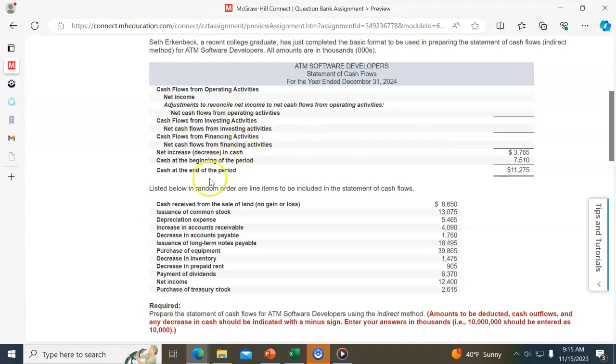So guys, I'm going to show you the answer, but let's kind of go through this. So, cash received from the sale of land. Where is that going to go?